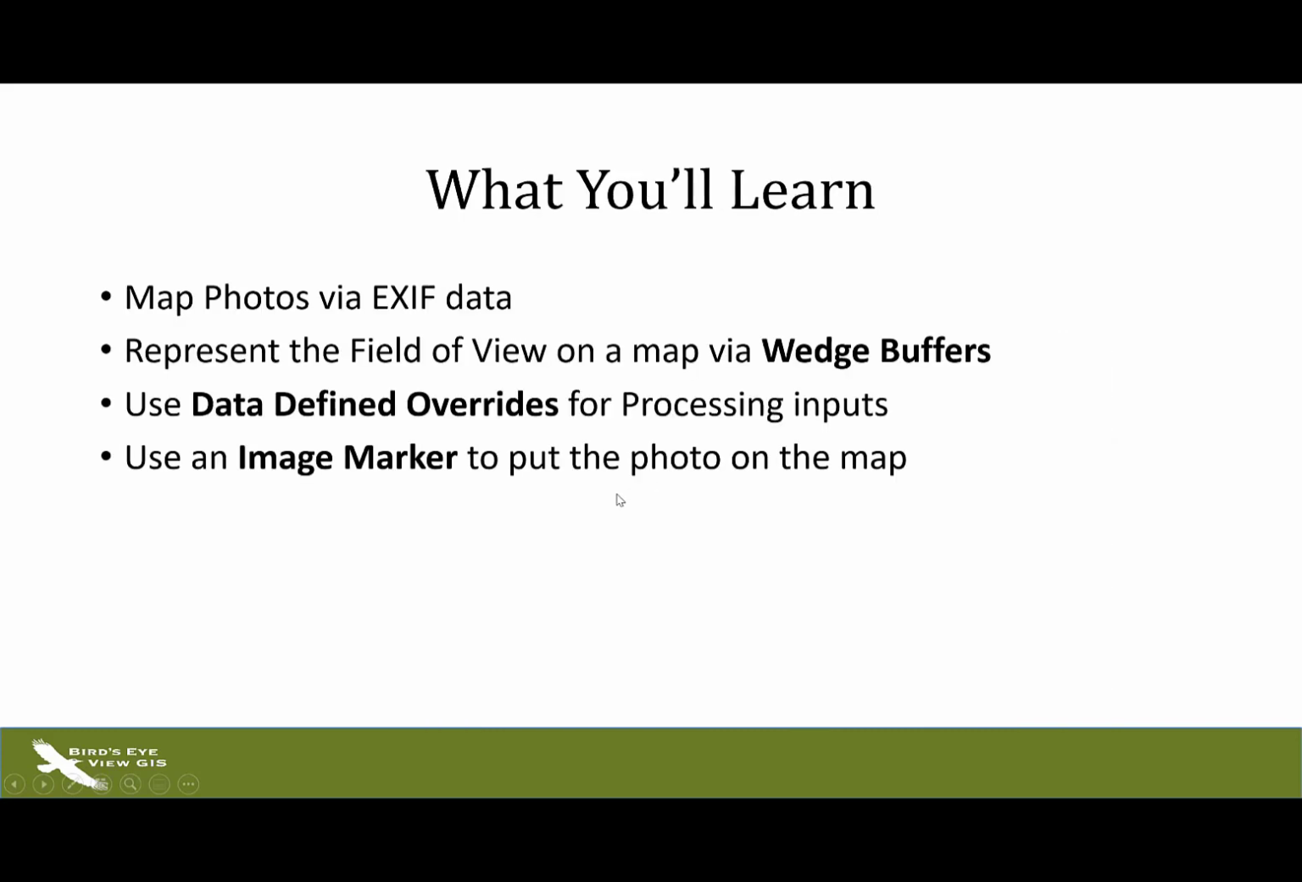And so what you're going to learn in this little section is how to map photos as points by the EXIF data that exists within them, the coordinates embedded in the JPEG. You're going to see how you can represent the field of view of that photograph with wedge buffers. And then we're going to use data-defined overrides for some of the processing inputs when we create those wedge buffers. And we're also going to finish this off with an image marker so that we actually can put the photo on the map as well.